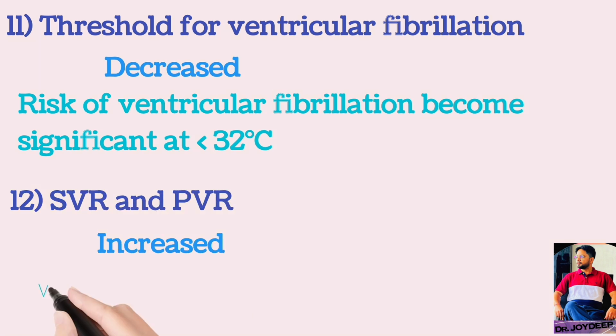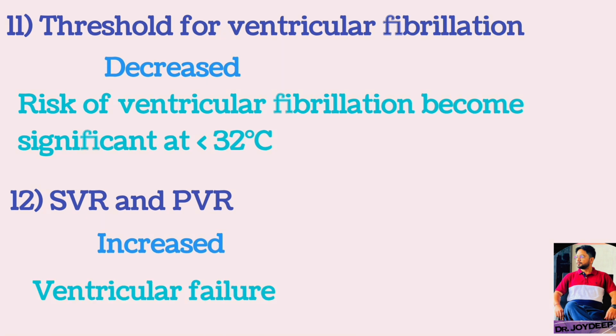Systemic vascular resistance is increased. Pulmonary vascular resistance is also increased. Both of these lead to ventricular failure. Increased systemic vascular resistance leads to left ventricular failure, and increased pulmonary vascular resistance leads to right ventricular failure.